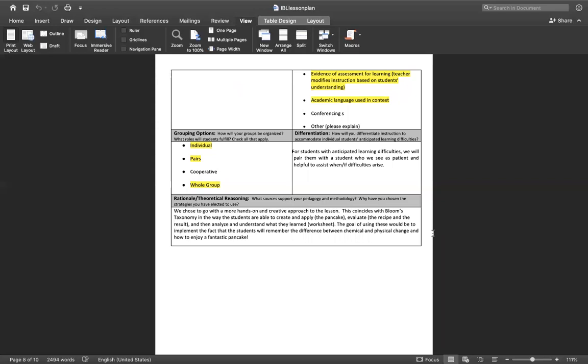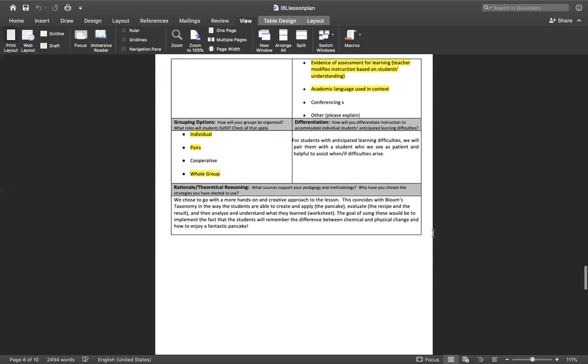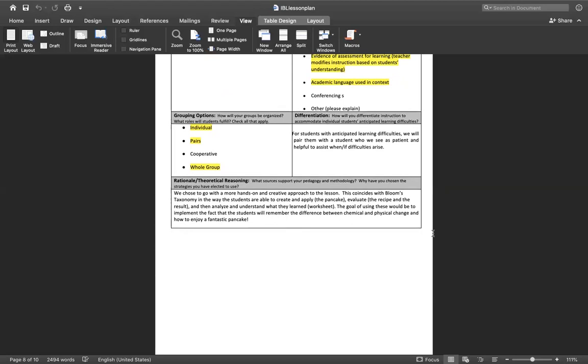For rationale and theoretical reasoning, we chose to go with a more hands-on and creative approach to this lesson. This coincides with Bloom's taxonomy in the way that students are able to create and apply, as in the pancake, evaluate, as in the recipe and the result, and then analyze and understand what they learned, as in the worksheet. And the goal of using these would be to make sure the students will remember the difference between a chemical and a physical change and how to enjoy a fantastic pancake.